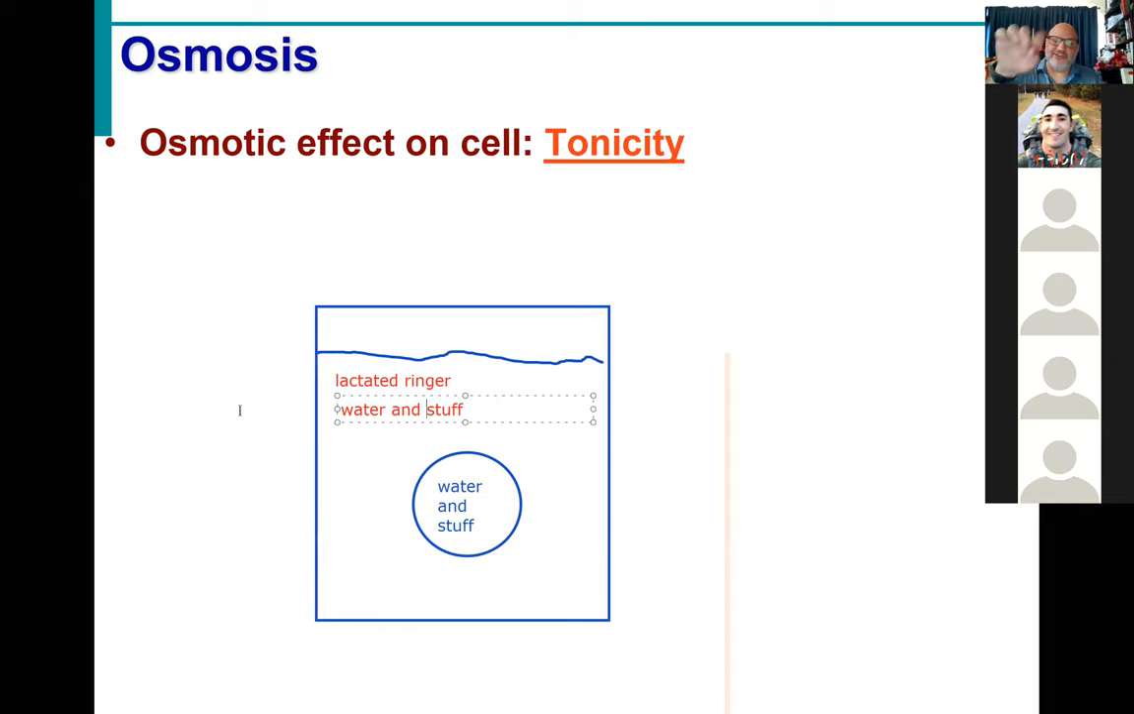It doesn't have to be the same things. It's just a number. There are 10 things inside the cell, there need to be 10 things outside of the cell. When that happens, the tonicity is the same, and there will be equal movement of water into and outside of the cell, and the cell will be happy in that environment. And so you rehydrate the body without damaging the cells. This is the concept of tonicity.